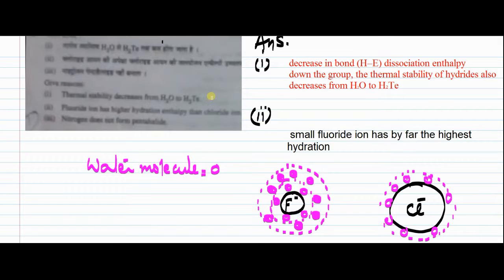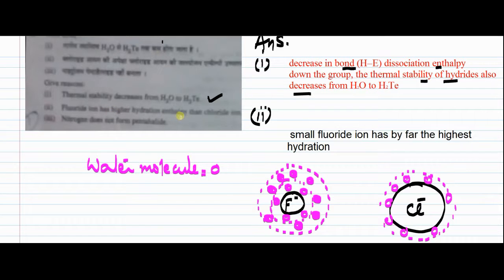The thermal stability decreases from H2O to H2Te. The bond dissociation energy decreases down the group. As a result, the thermal stability of hydrides also decreases from H2O to H2Te.